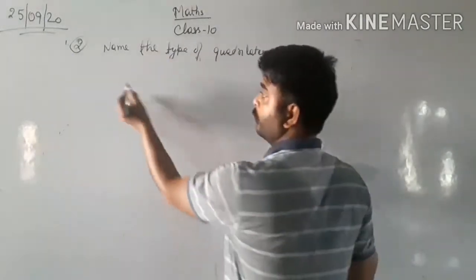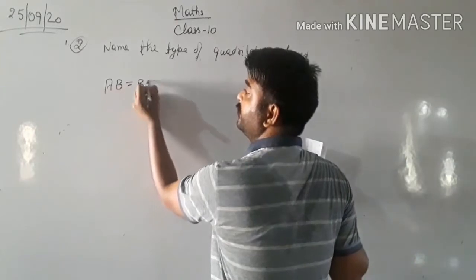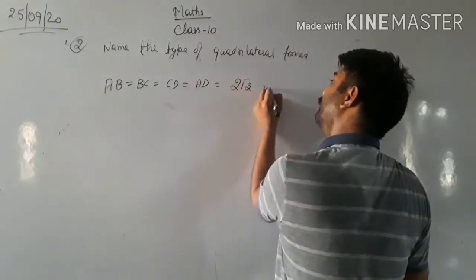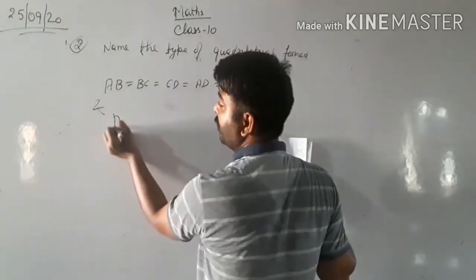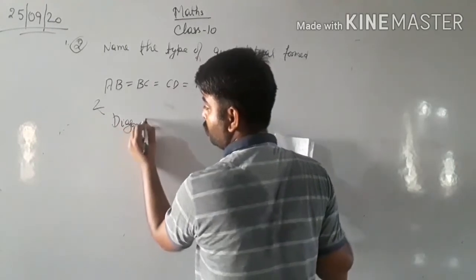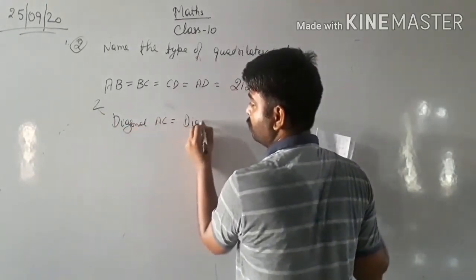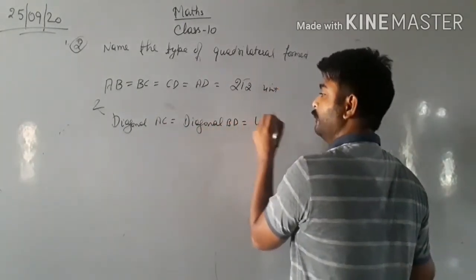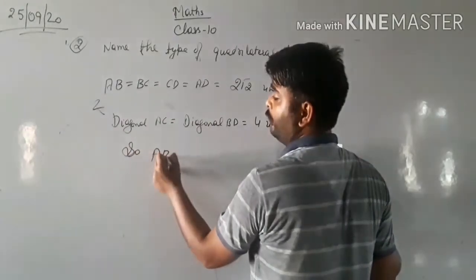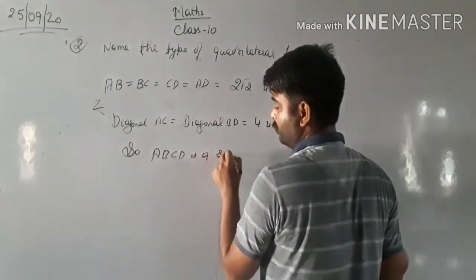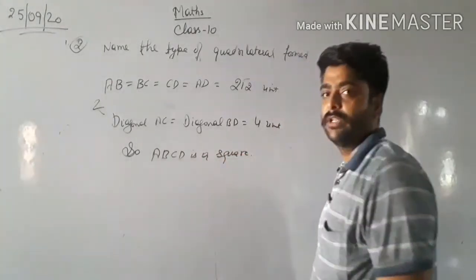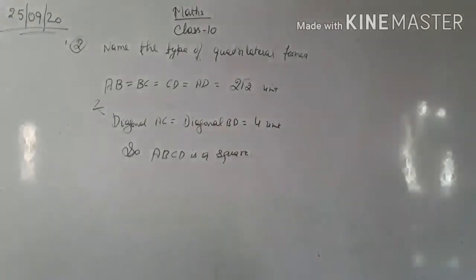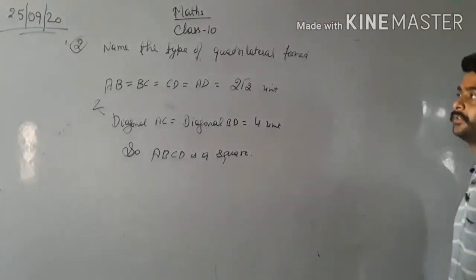Now, AB equals BC equals CD equals AD, that is 2 root 2 units, and diagonal AC equals diagonal BD equals 4 units. So ABCD is a square. Is there any doubt, class? Okay, so take a screenshot of it. It's a complete part. Okay, 1, 2, 3.